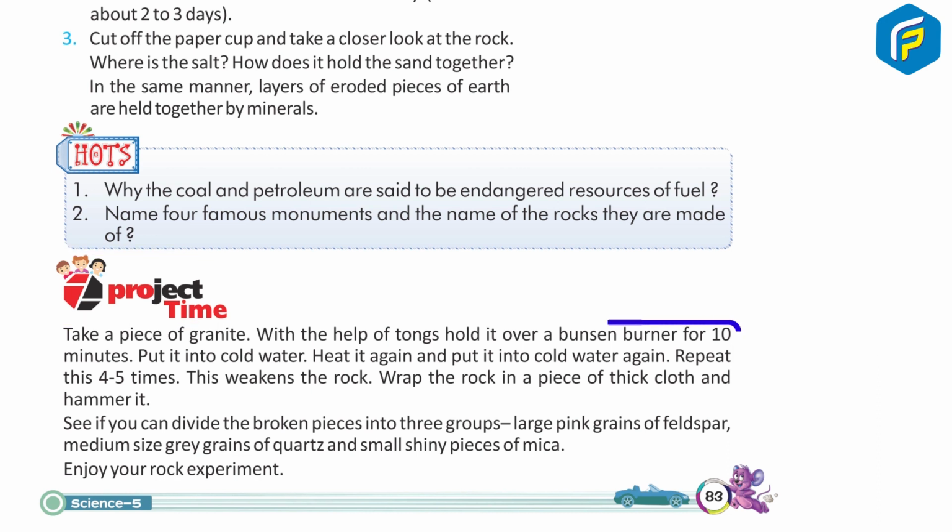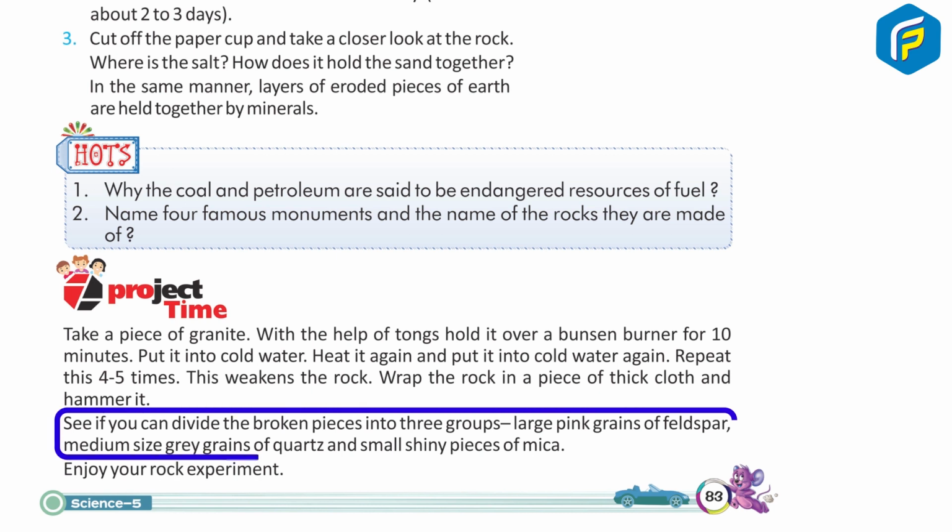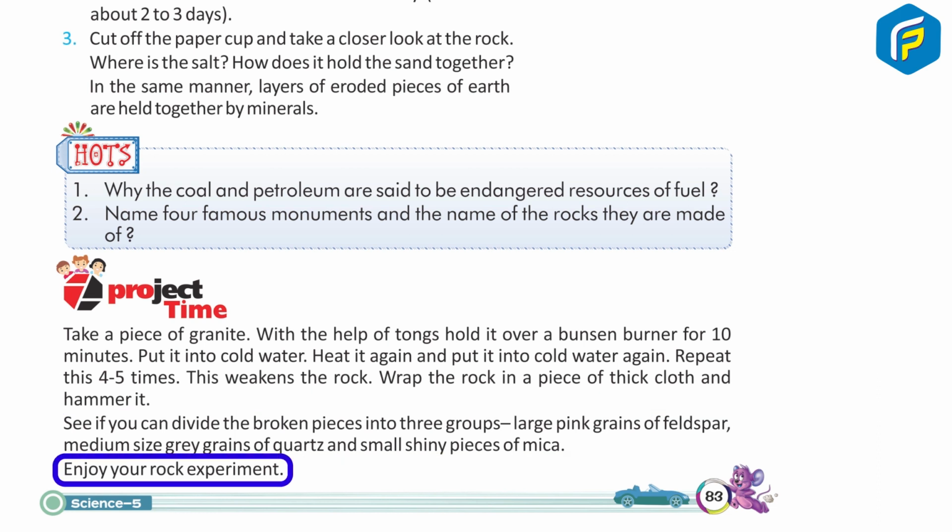Project time. Take a piece of granite with the help of tongs. Hold it over a Bunsen burner for 10 minutes. Put it into cold water. Heat it again and put it into cold water again. Repeat this 4 to 5 times. This weakens the rock. Wrap the rock in a piece of thick cloth and hammer it. See if you can divide the broken pieces into 3 groups: large pink grains of feldspar, medium-sized grey grains of quartz and small shiny pieces of mica. Enjoy your rock experiment.